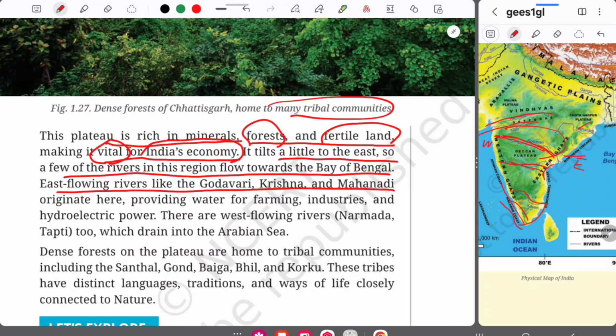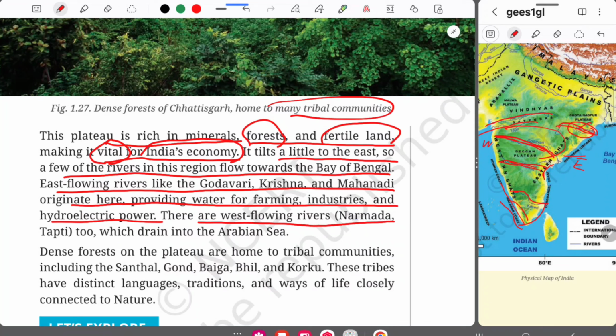These three rivers, Godavari, Krishna and Mahanadi, let us see here, Mahanadi is here. So these are the east flowing rivers, along with Kaveri also, which originate here, providing water for farming, industries and hydroelectric power.